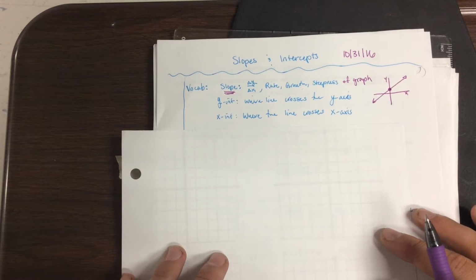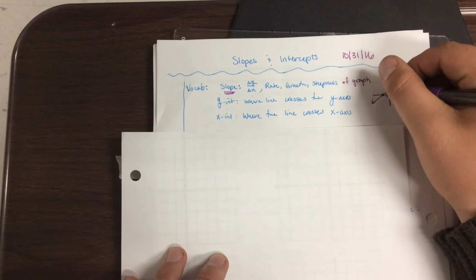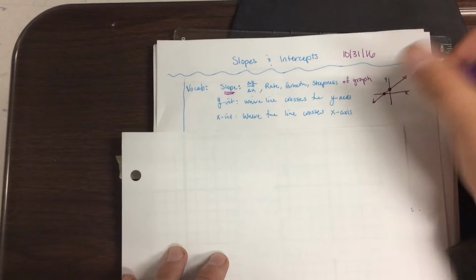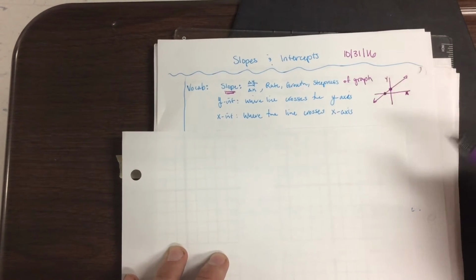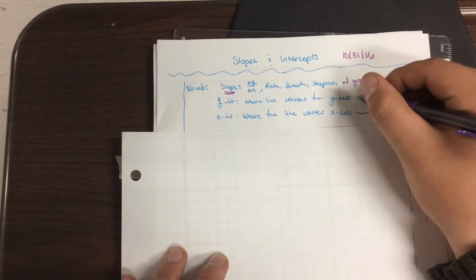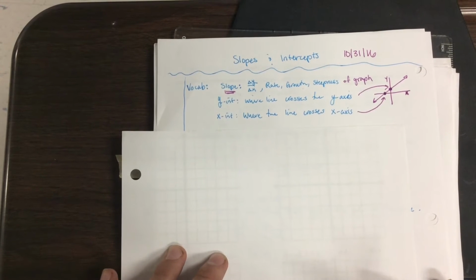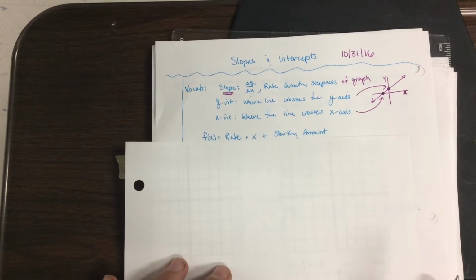And x-intercepts are just kind of like y-intercepts, except instead of passing the y-axis, we're looking for where it passes the x-axis, and so the x-intercept would be right here. Okay, so there's an example of both an x- and a y-intercept.